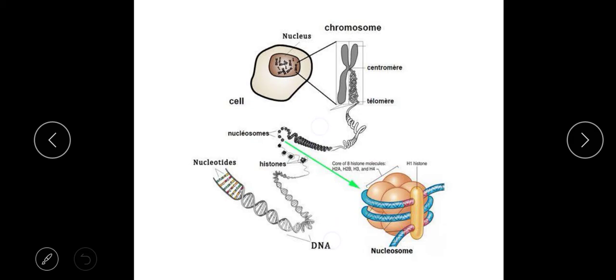When we go inside, there is DNA. DNA consists of different types of nucleotide bases: adenine, guanine, cytosine, and thymine. This is the DNA. But in RNA, there is uracil instead of thymine.